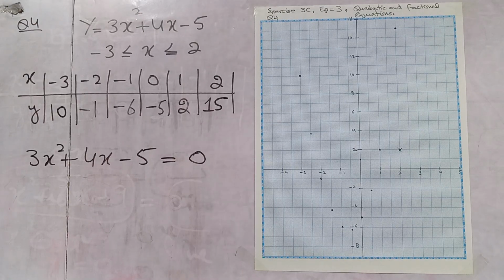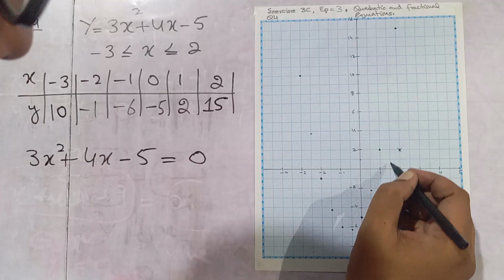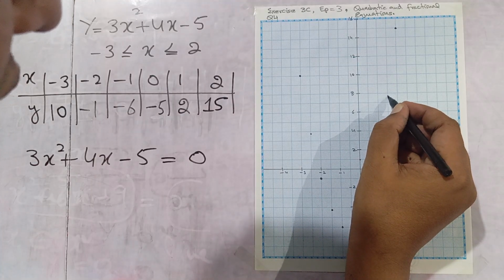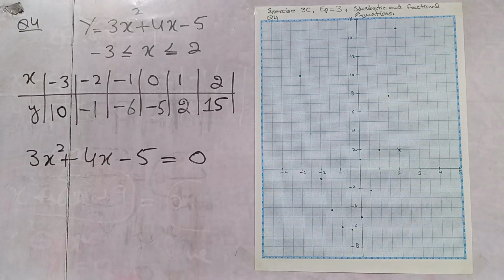Then I can take a point at 1.5. So this will be 3 multiplied by 1.5 squared plus 4 multiplied by 1.5 minus 5, and that gives me 7.75. 7.75 will be this point. So now it's much better. Now I can plot it. Now the curve will be a little smoother.